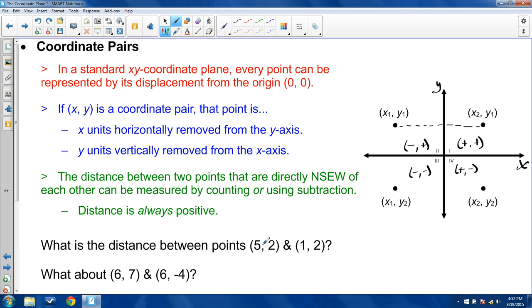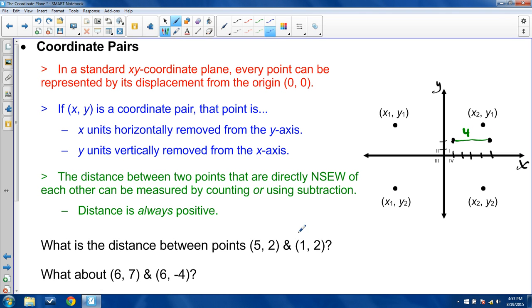What is the distance between the points 5, 2 and 1, 2? Well, if you think about those points right there, if I erase some excess info, the point 5, 2 is right here, and the point 1, 2 is right here. So by the counting principle, I could go 1, 2, 3, 4 units over. So that distance then is 4. Remember, it doesn't change vertically. It only goes 4 units to the right. So you actually can count them.